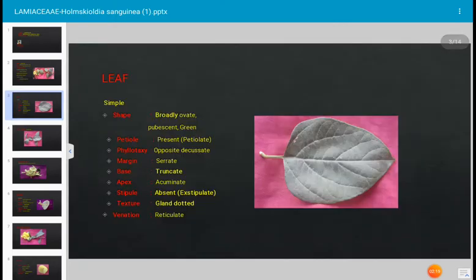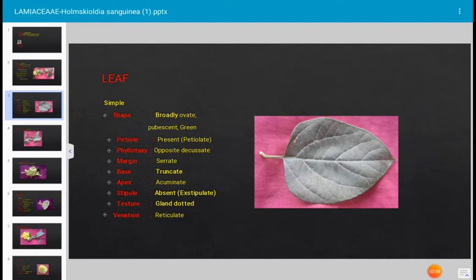Margin of the leaf is serrate. A minutely serrate margin is there, and base of the leaf is a broad truncate base. Such a base, shown in the photograph, is described as truncate, it is broad. Apex of the leaf is acuminate, at the end it is pointed, and at the base of the leaf a small leafy structure is not present, stipule is not present. When the stipule is absent in the leaf, that leaf is described as exstipulate leaf. Texture of the leaf is gland dotted.